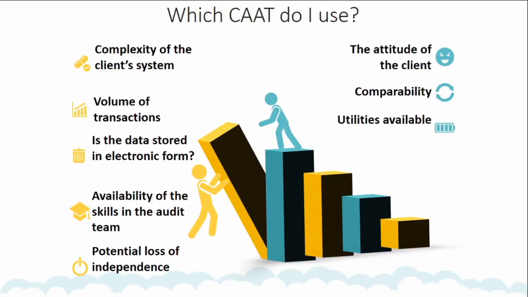This is very important: factors that we need to take into account when we want to use CATs. The first is how complex the client system is. If the client system is extremely complex, we are unable to audit around the computer and we are unable to use data-oriented CATs, we are going to have to use both system-oriented CATs and audit through the computer.